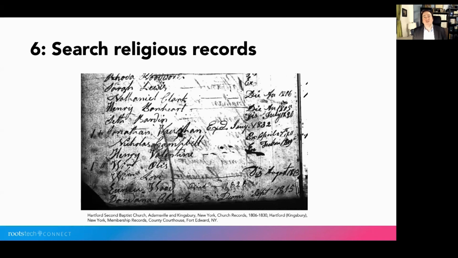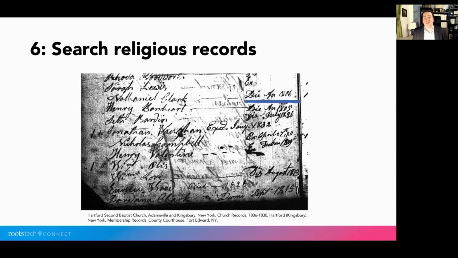Number 6, make sure that you're looking for substitute records such as religious records. Now, not every religion, not every denomination keeps a formal set of church records. This example is from a Baptist church in the early 1800s in Washington County, New York. Now, the church itself did not keep detailed lists of baptisms and marriages and burials, but on its membership list, guess what they did? They happened to record, you can see it in the blue, vital events. They recorded the death of Nathaniel Clark in April of 1806 on the membership list. So there is one example of a vital record substitute that you can use through religious records.